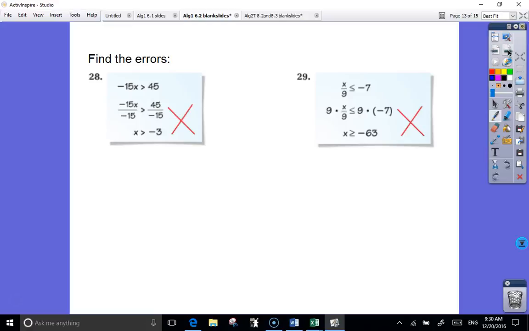Okay, check for errors. What's the mistake they made on the first one, the 28? They didn't flip the sign. How about the second one? No, what did they do? They flipped the sign.